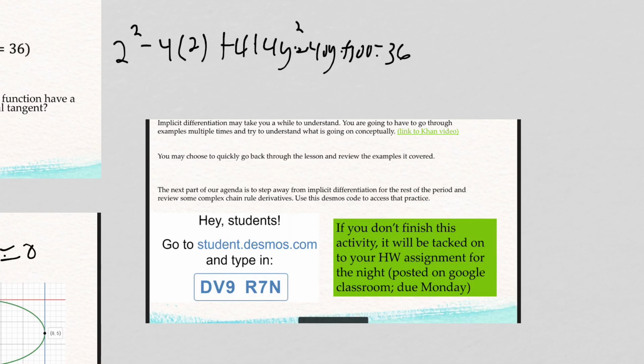Again, this was a hard lesson. I would highly recommend you go back through the slides and look at the examples and try to understand what's going on. And then on Monday, we'll touch base again and review implicit differentiation and do some more examples.